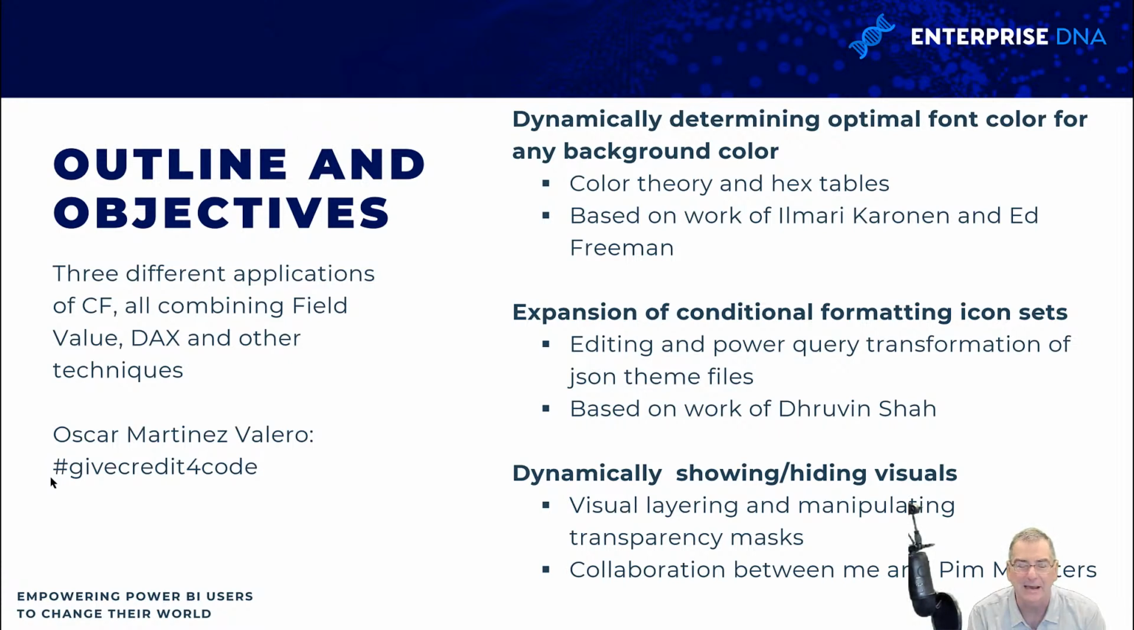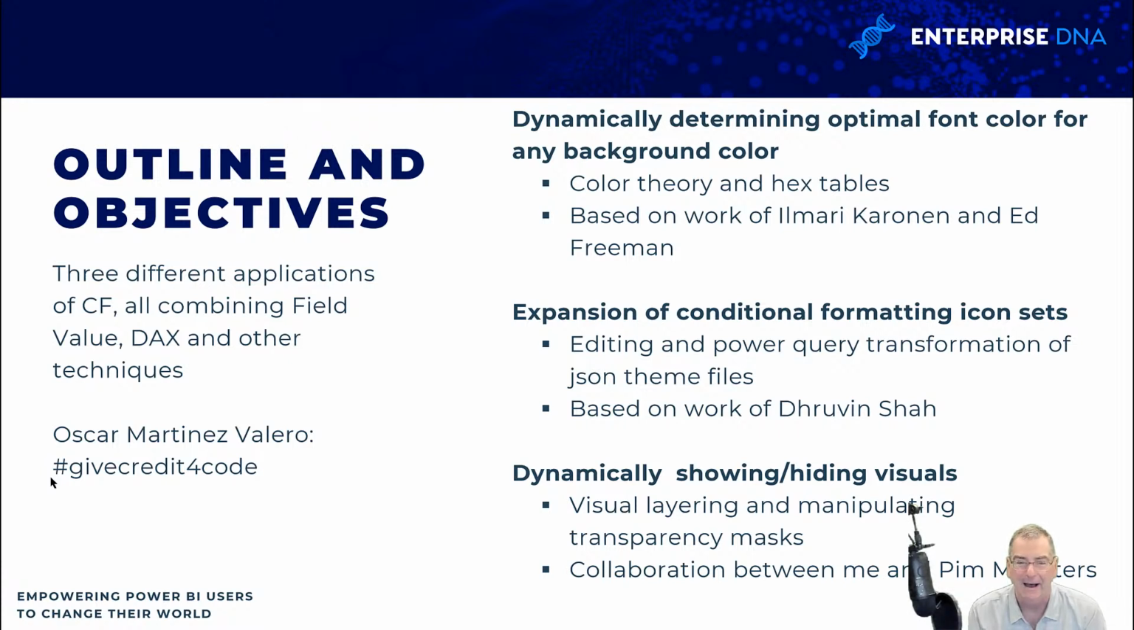I've got 3 examples that we're going to talk through. The first of which is dynamically determining the optimal font color for any background color. This is really based on some amazing work that was done using color theory and hex tables. It was originally developed by a mathematician named Ilmari Karonen in Finland. And then Ed Freeman of Power BI Weekly fame translated Ilmari's formulas into DAX.